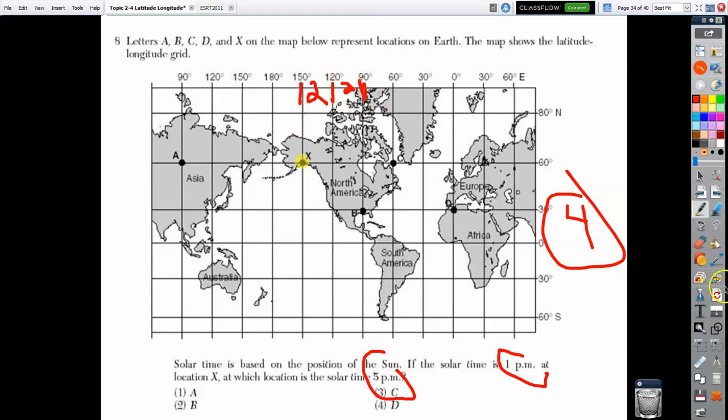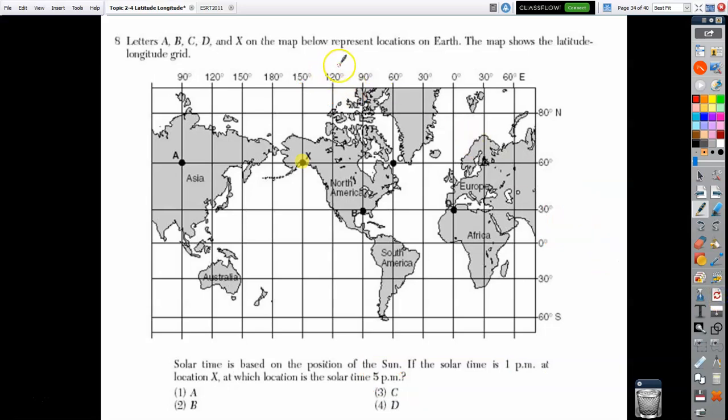But what's going to be tricky on a Regents, and I caution you, sometimes these numbers are not counting by 30s. They'll do 15. So this might be 150, this one over here might be 135, this might be 120, this might be 105. They might use 15-degree lines, not 30.